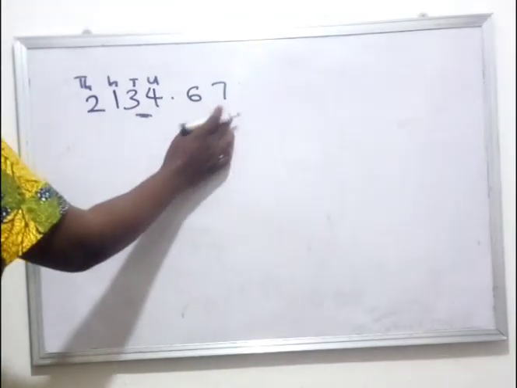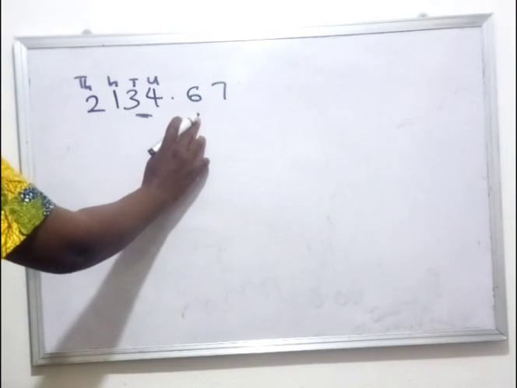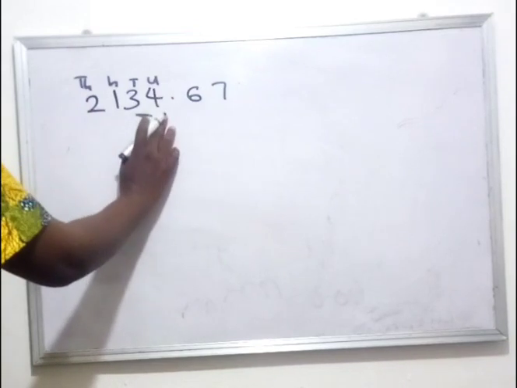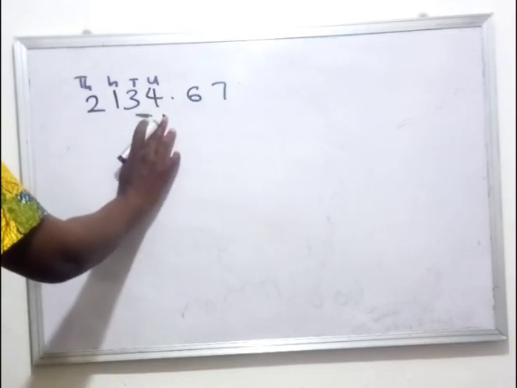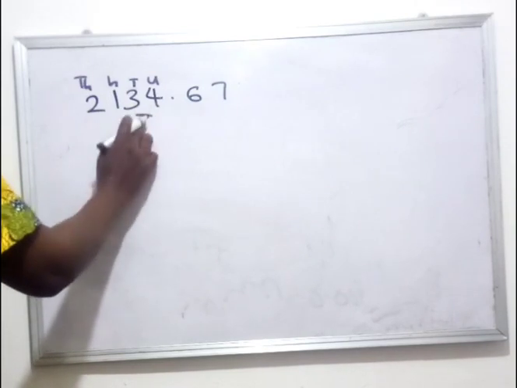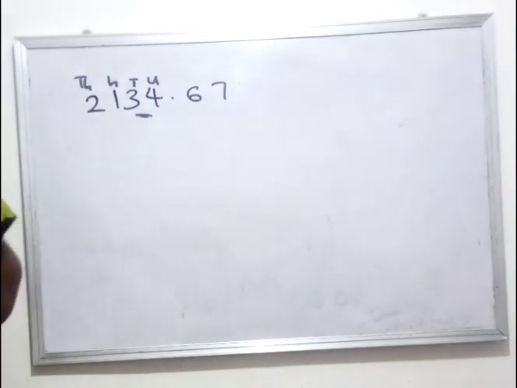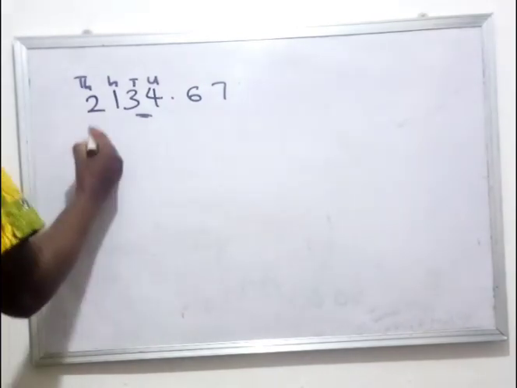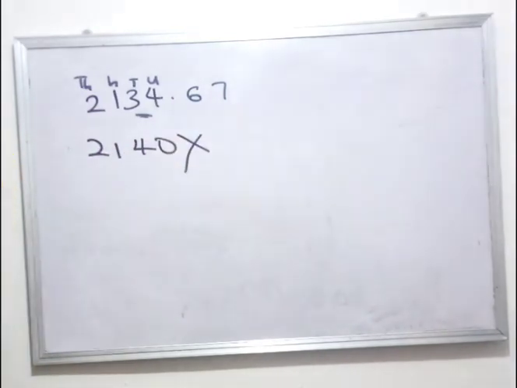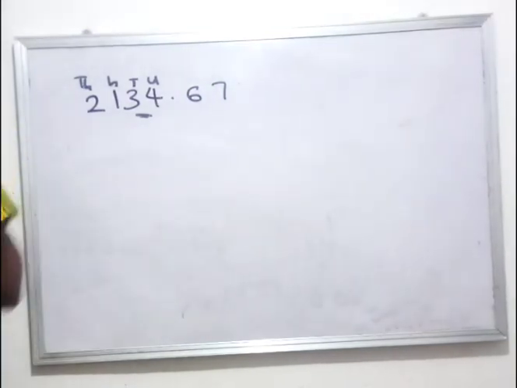So this is more than 5, they round this up to 1, it becomes 7 here. They say this is also more than 5, they round it up again here, it becomes 5 here. And then they say this is more than 5 again, they round it up here, it becomes 4. So they say when they are rounding up to the nearest 10, the answer becomes 2140. This is wrong.